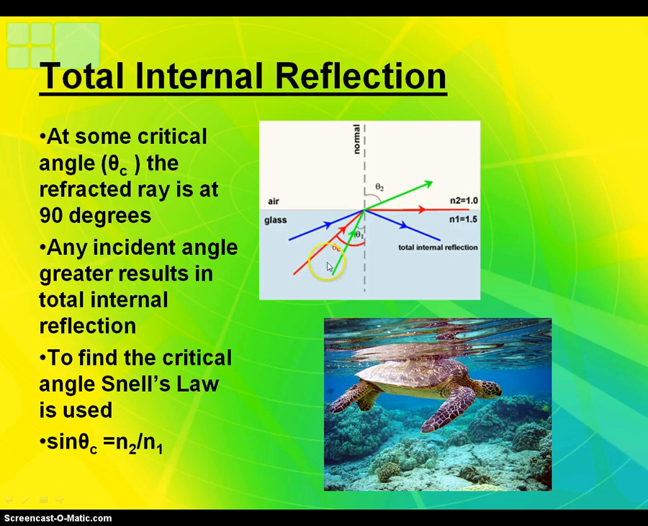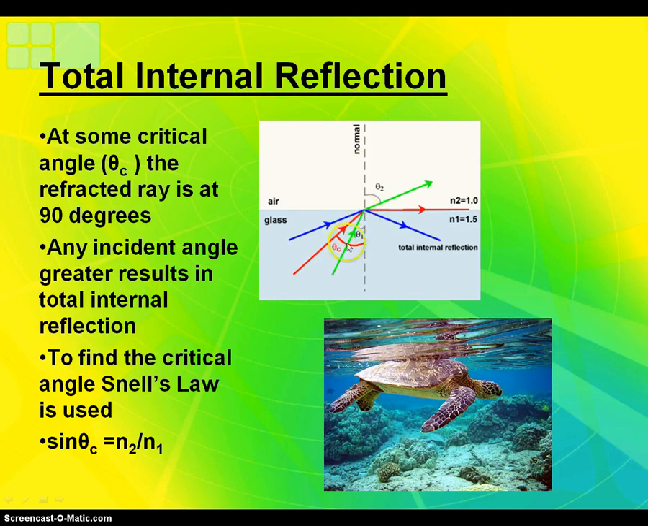Essentially, when we shine a light ray from the more dense medium, you can see that the light ray at a small angle is refracted into the new medium. According to Snell's law, we have the index of refraction times the angle of incidence equivalent to the other index of refraction times the angle of refraction here. Notice that when we go from a more dense medium to a less dense medium, this refracted angle bends away from the normal.